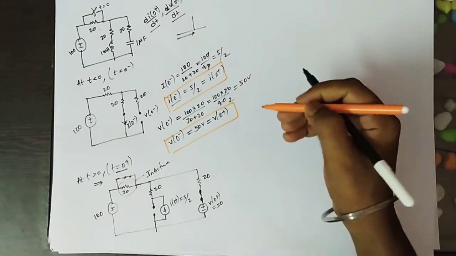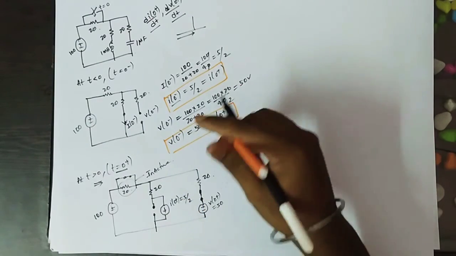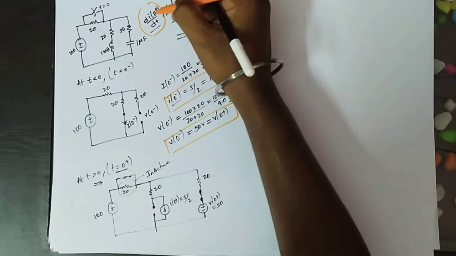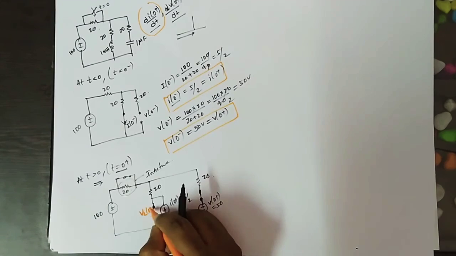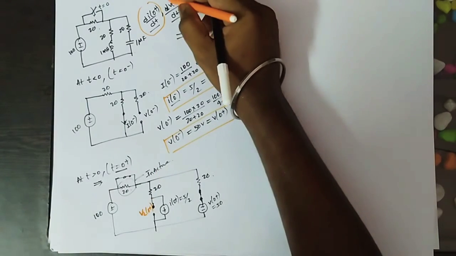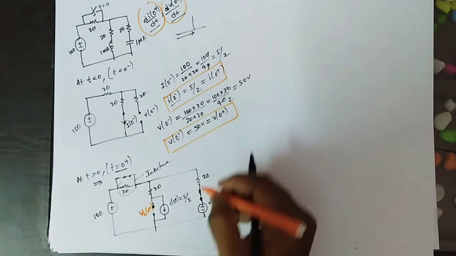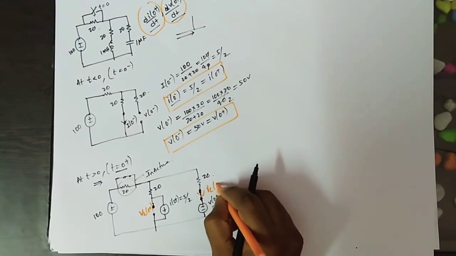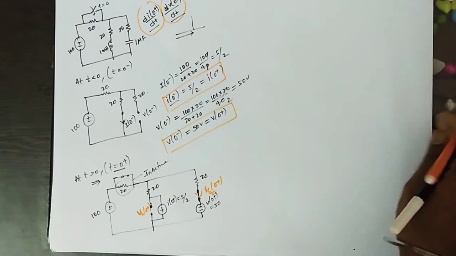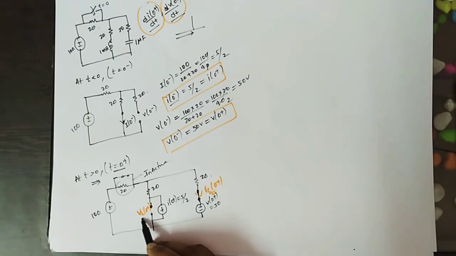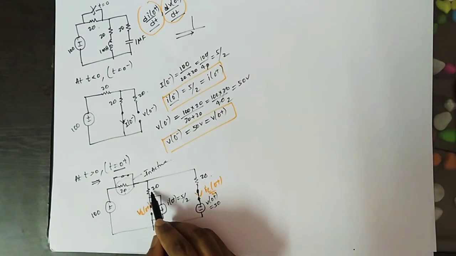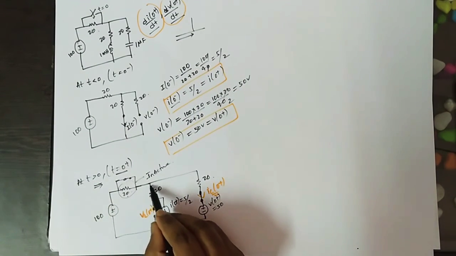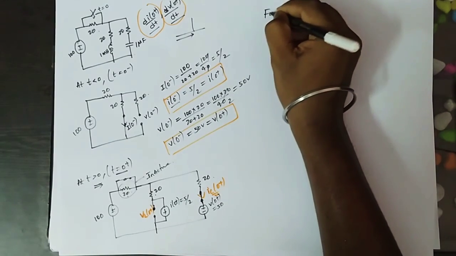Now to find the actual thing you need to find: to find di of 0 plus by dt, you need to find VL of 0 plus, that is the voltage across the inductor. To find dv of 0 plus by dt, you need to find IC of 0 plus. To find VL of 0 plus, you need to have the loop equation. Here directly this is inactive. Through this 20 ohms, a current of 5 by 2 will flow.